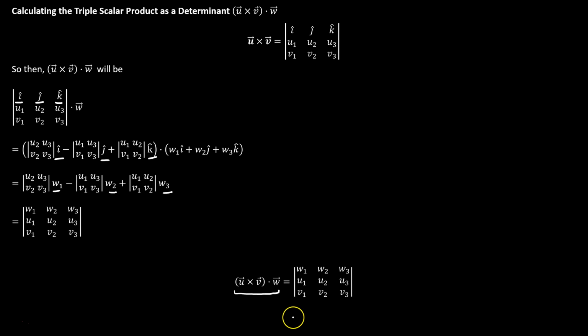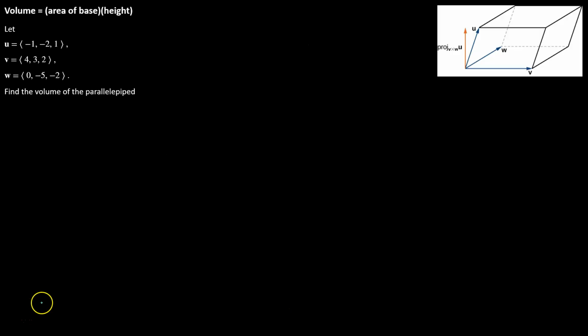One of the applications of the scalar triple product is being able to find the volume of a 3D figure called a parallelepiped. I have a picture up here of a parallelepiped, and because we're in vector calculus, we're describing this 3D shape by using vectors.